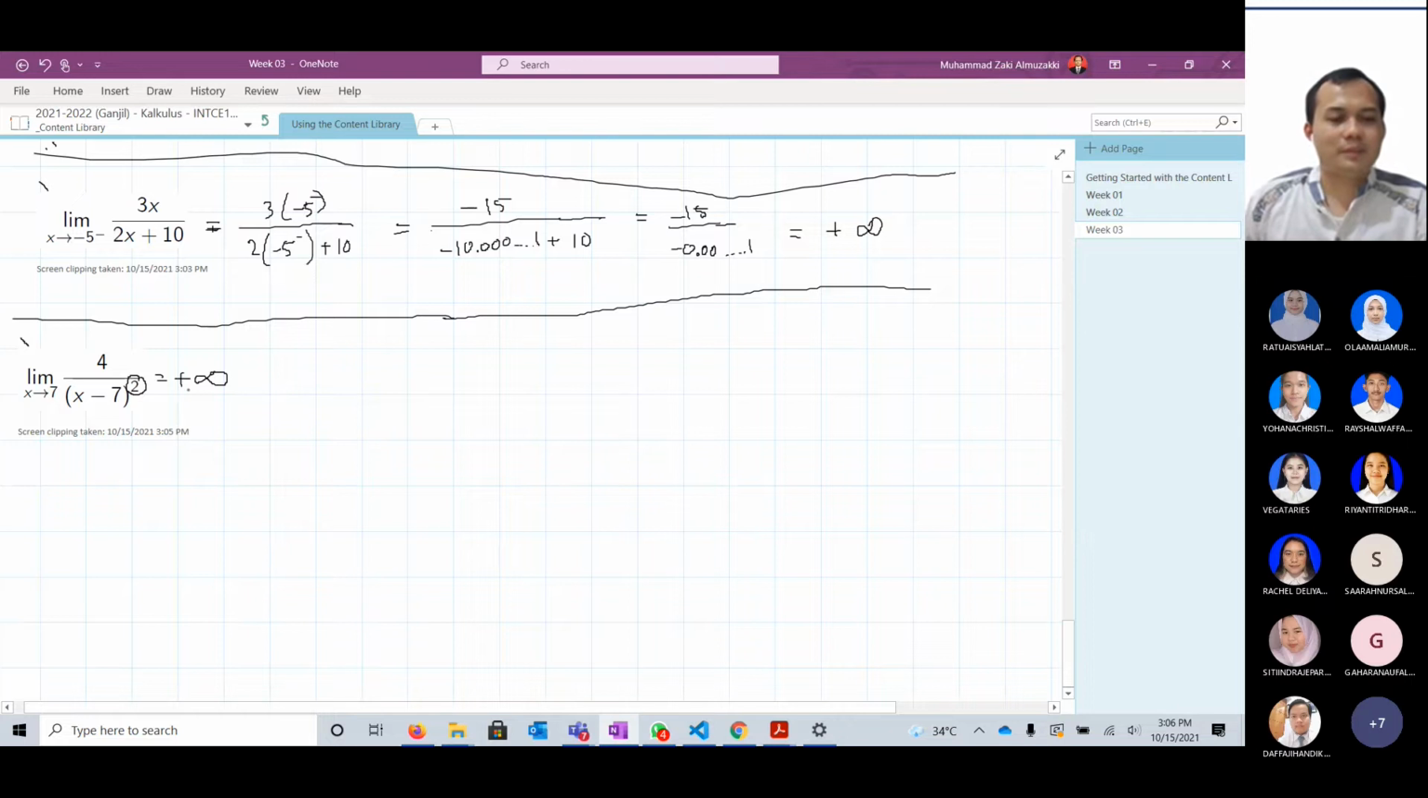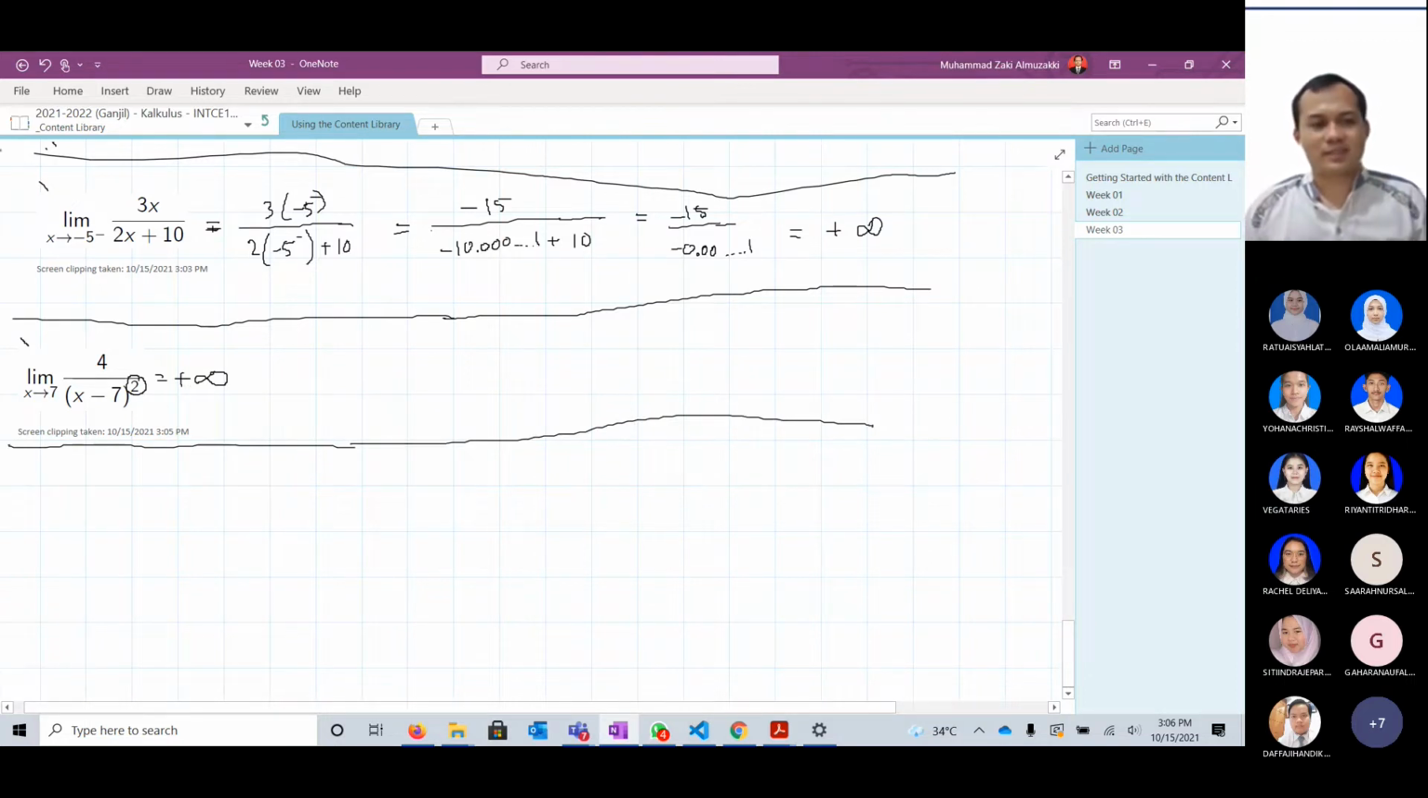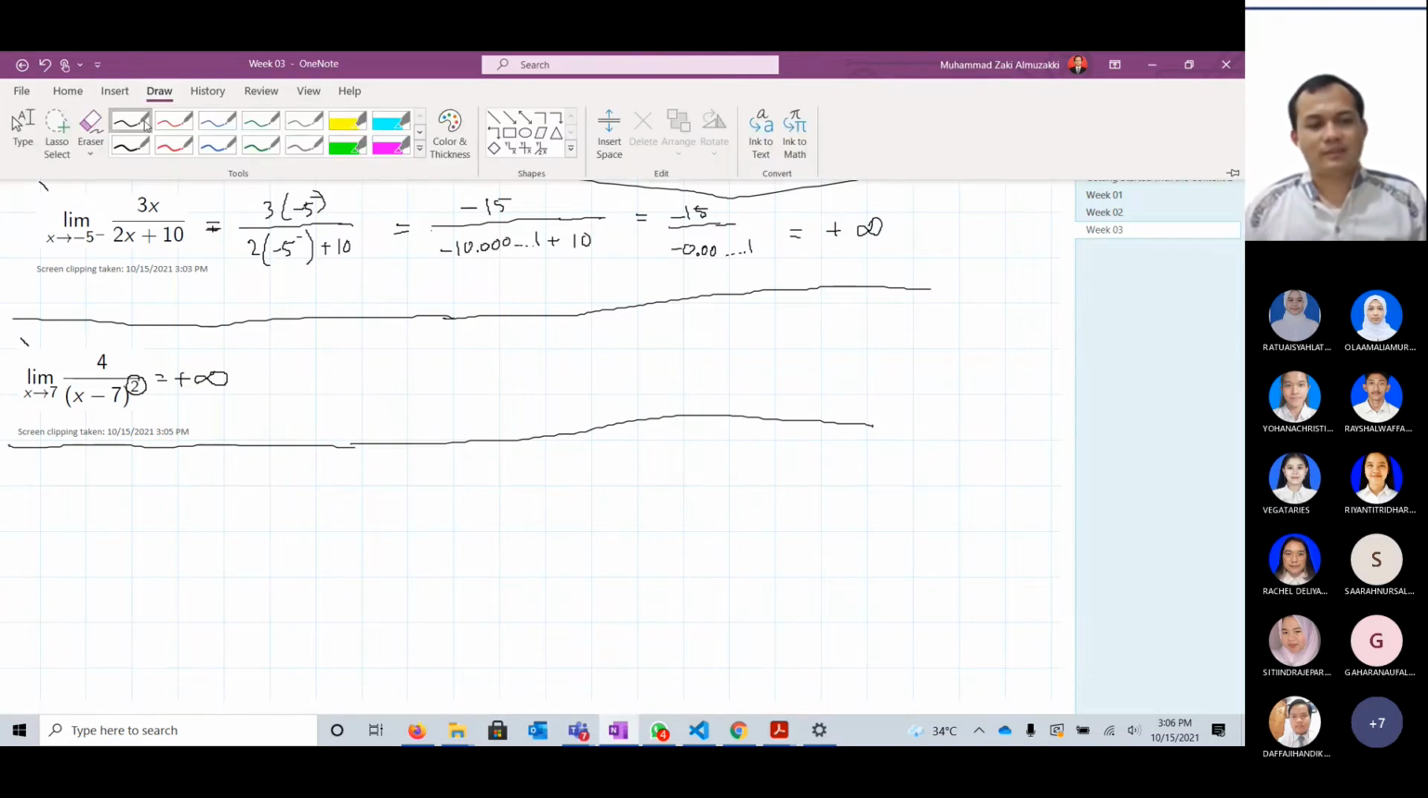Is it clear? Jadi kita punya 4 dibagi sesuatu yang sangat kecil, tapi pasti positif, karena baik dari kanan maupun dari kiri tandanya positif ya. Jadi kira-kira 4 dibagi 0,0000 sekian di belakangnya sampai 1. 4 dibagi sesuatu yang sangat kecil, yang positif, ya hasilnya adalah positif tak hingga. Is it clear? Yes, sir.